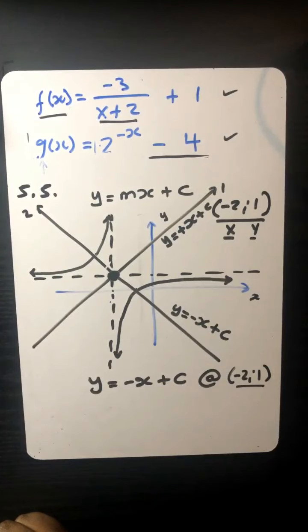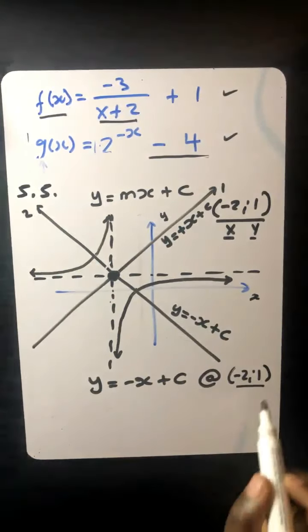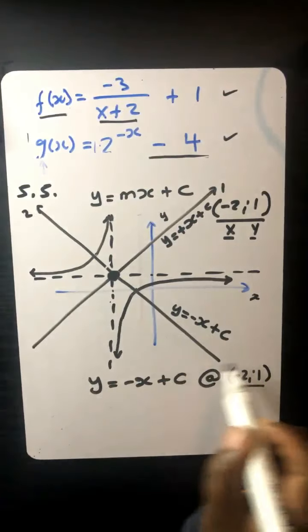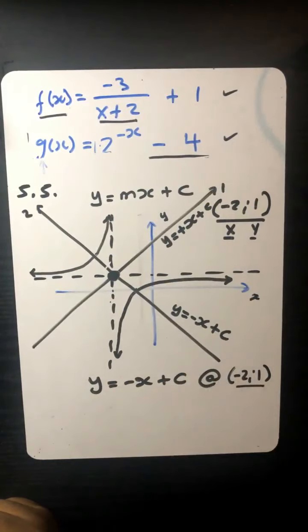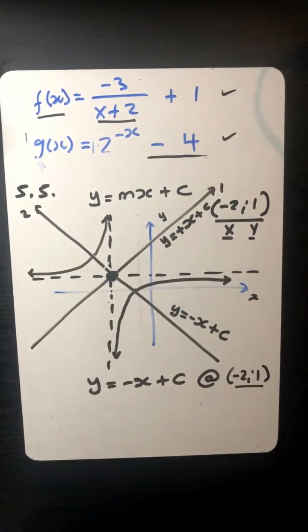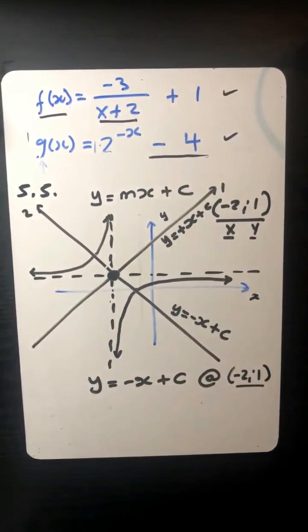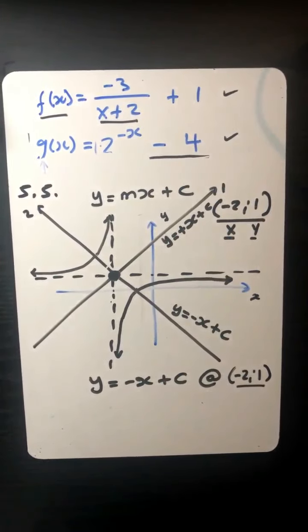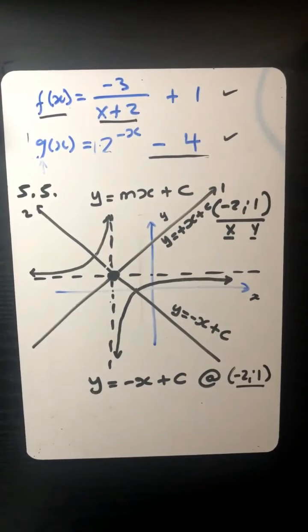You can see it's allocated 2 marks. It's not that complicated. So do you want to take us through the final answer, Dumelo? Go for it.